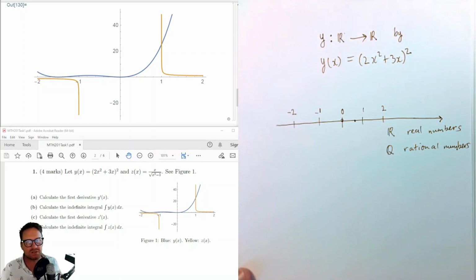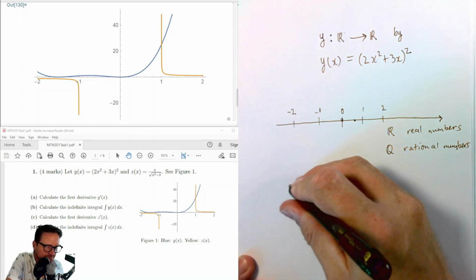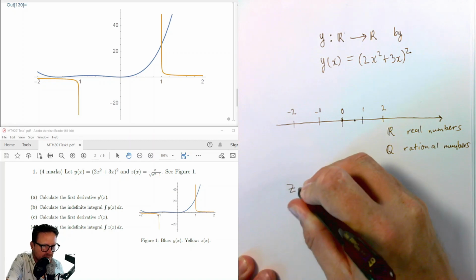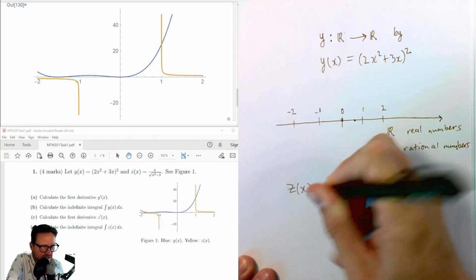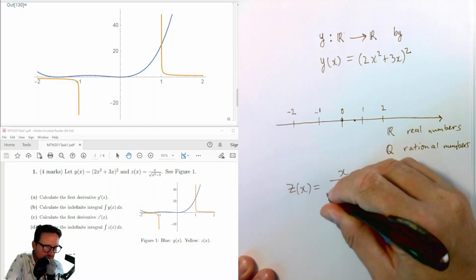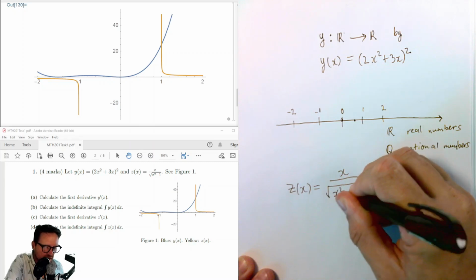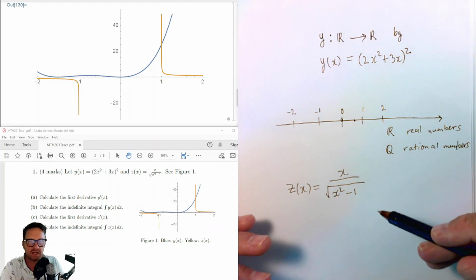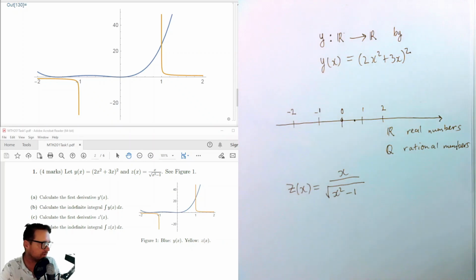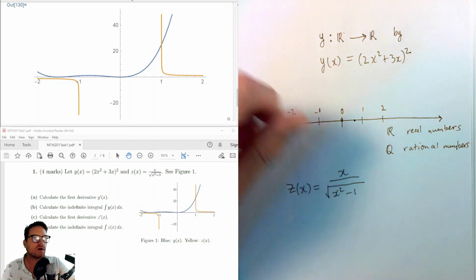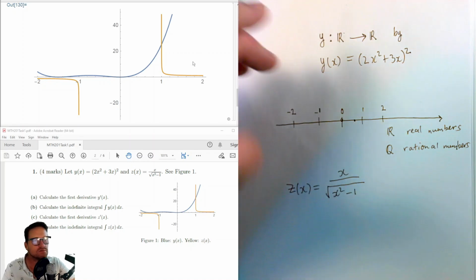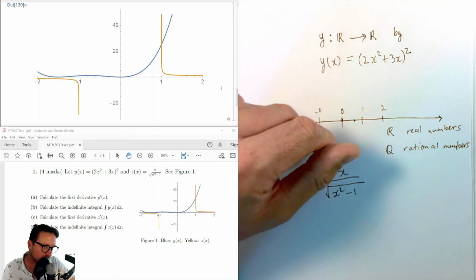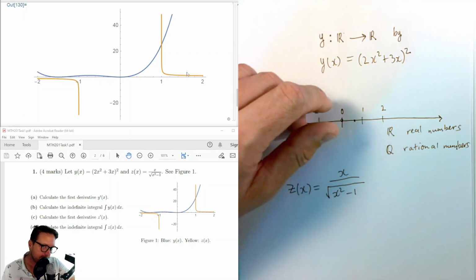All right, now let's have a look at the second function. So we've got z of x equals x over the square root of x squared minus 1. Now I have not given the domain here. So when I find the domain, I'm finding what's called the implied domain. So let's find what it is. You can see we've got a plot of this function in yellow or orange, however you call that. It looks a bit mustard to me.